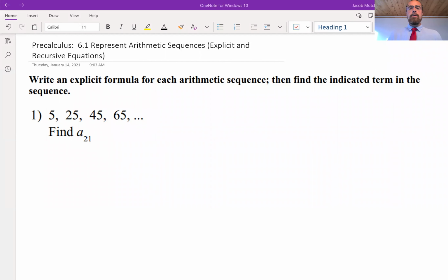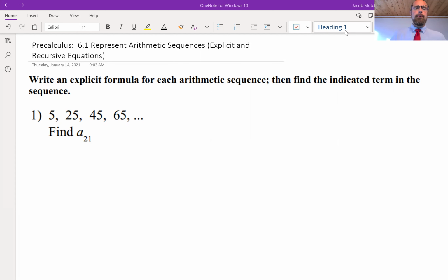Welcome to Pre-Calculus. Today we will investigate representing arithmetic sequences using both explicit and recursive equations. And then we'll use those equations to predict a term in the sequence. Let's start off by looking at two examples that involve writing an explicit equation to represent a given arithmetic sequence.